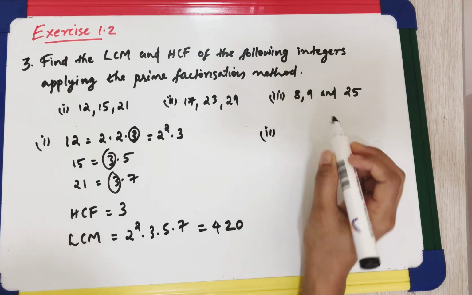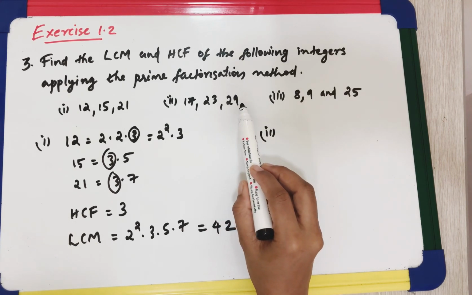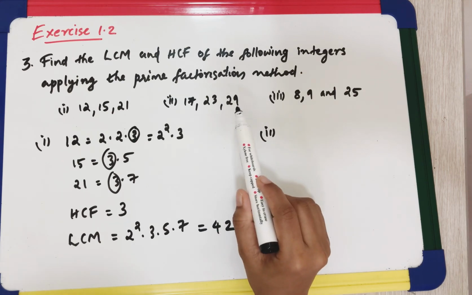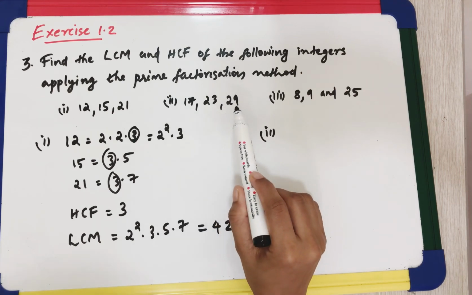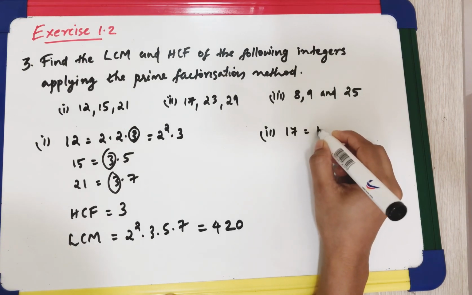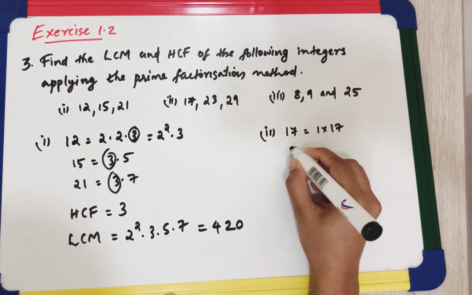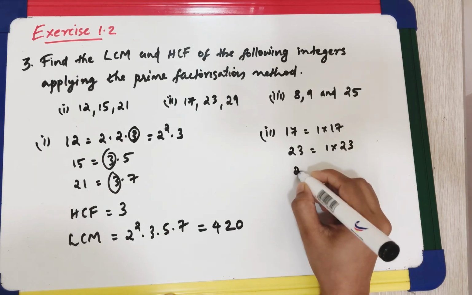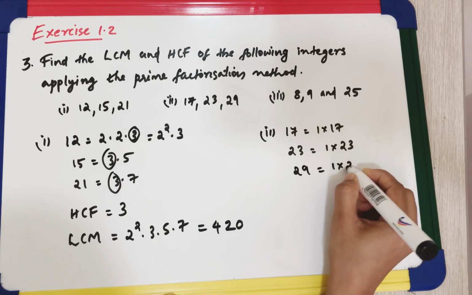Second one, 17, 23 and 29. Here all the three numbers are prime numbers. Hence the only factors are 1 and that number itself. Therefore their prime factorization is 17 is equal to 1 into 17, 23 is equal to 1 into 23, and 29 is equal to 1 into 29.